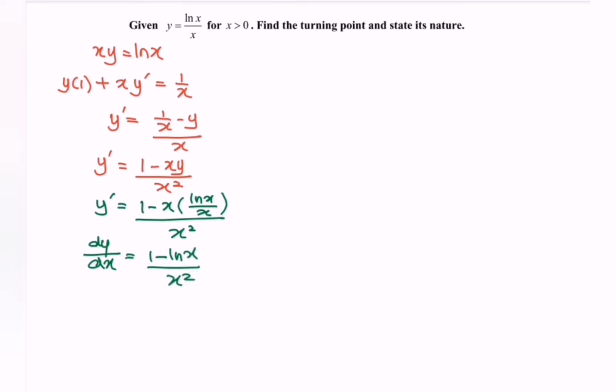Next is to find the critical, stationary, or the turning point, where we have y prime is equals to 0. So for this case, kindly substitute. So we have 1 minus ln x is equals to 0. So rewrite, we have ln x is equals to 1. So x will be equals to e to the power of 1. So that is the value for, we can say, the critical number. x is equals to e.